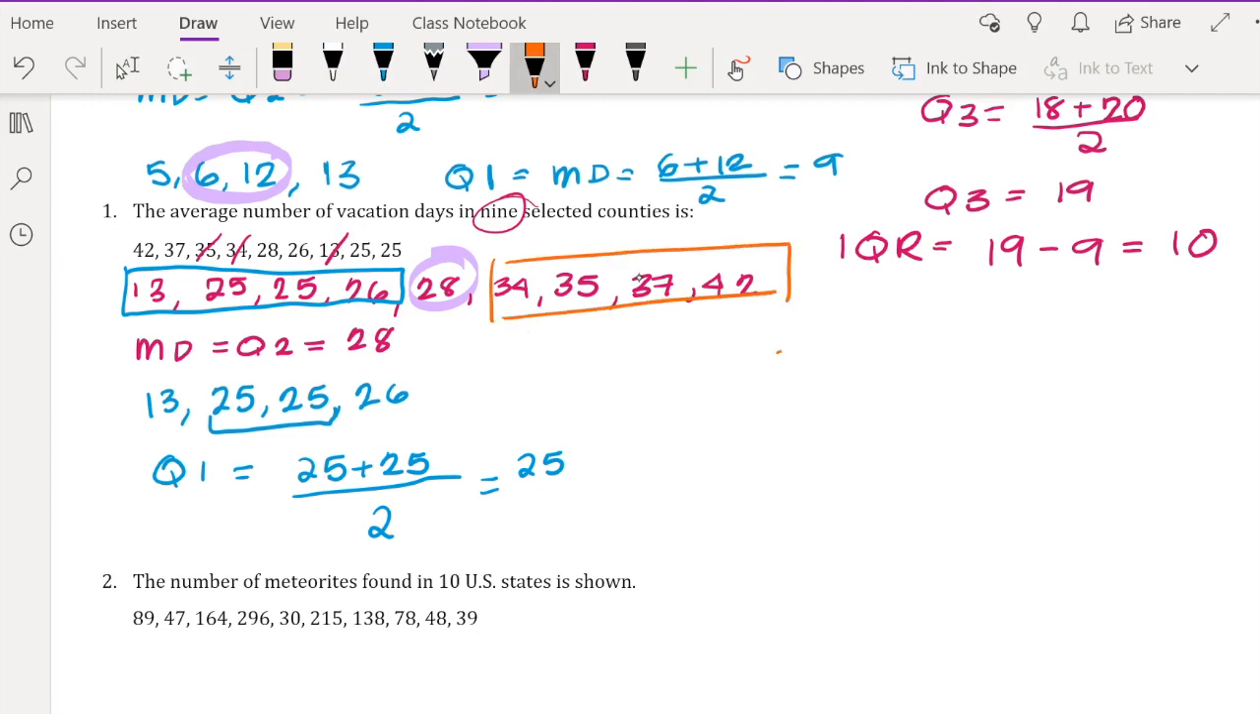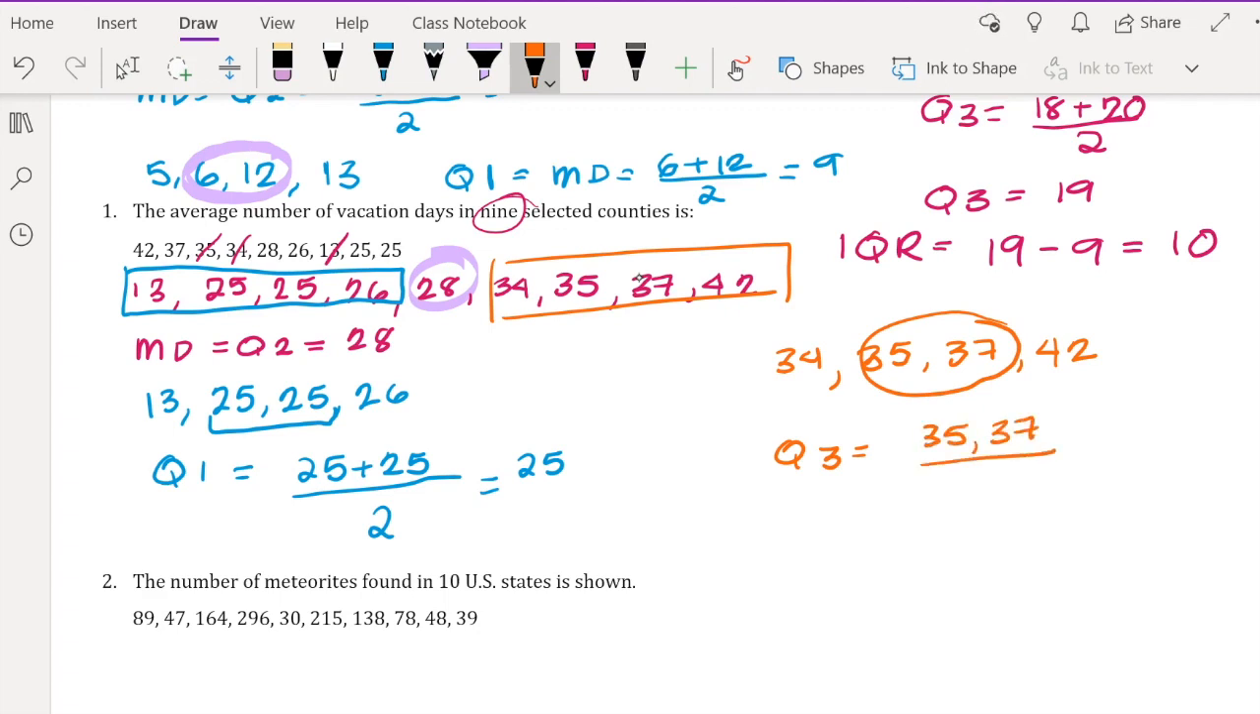So that's going to be 34, 35, 37, 42. So Q2, I'm sorry, Q3, that's going to be these two numbers, 35 plus 37, divided by 2. Now I did need the plus there. And that's 36.